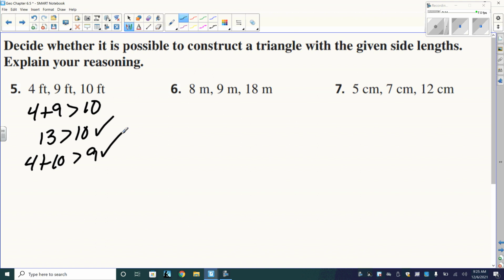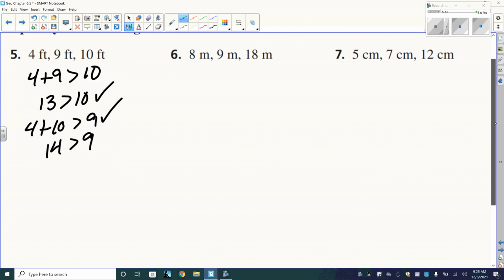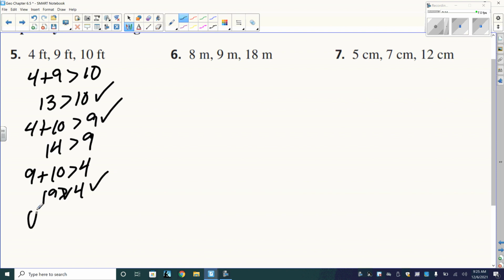Well, yes, is 10 greater than 9? Well, yeah, it actually works out. This would be 14 is greater than 9. And we can try the last one, which would be 9 plus 10 is 19, which is greater than 4. Well, yes. So can we make a triangle with these three lengths?